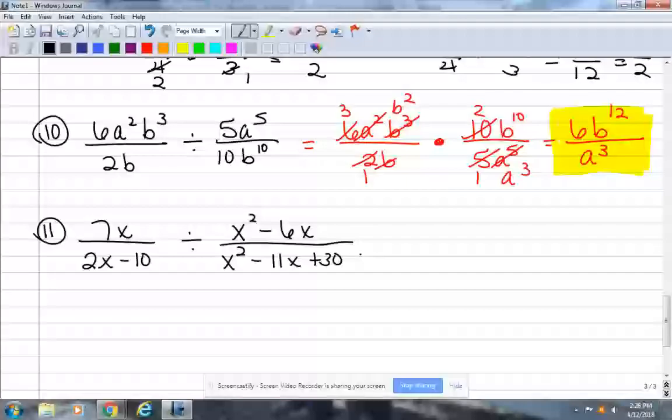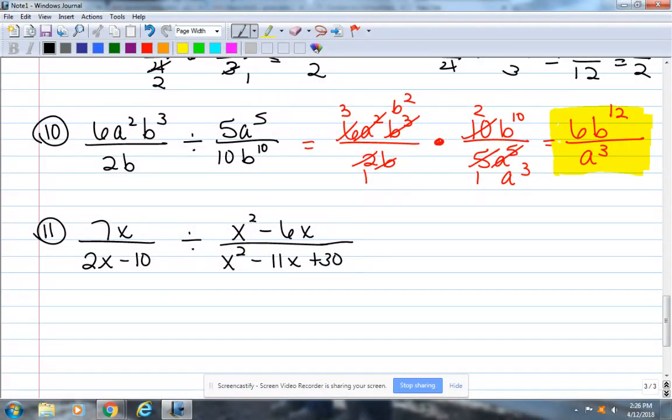All right, I need y'all to get y'all's heads up and pay attention. We got 2 more examples. That's it. 2 more today, and then it's homework time, promise.